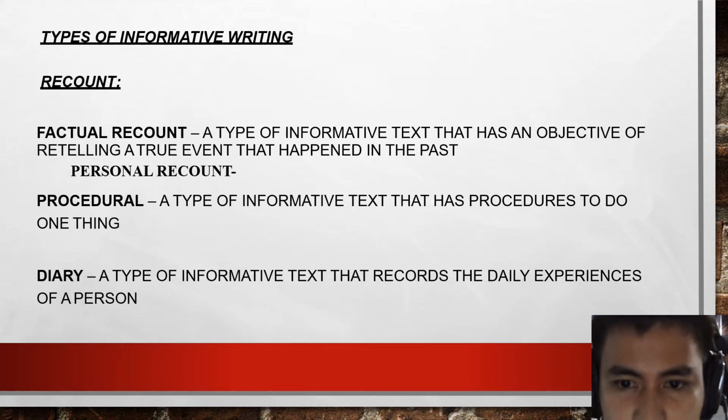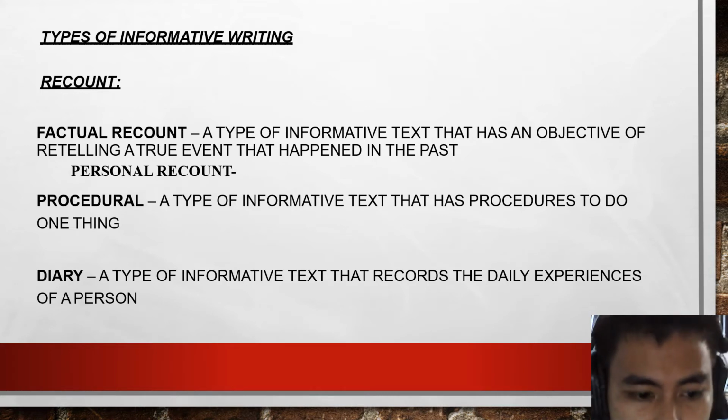A type of informative text that has an objective of retelling a true event that happened in the past, or recording details and facts of particular events which the speaker or writer has not necessarily been involved in. While the personal recount describes events that the speaker or writer was personally involved in.